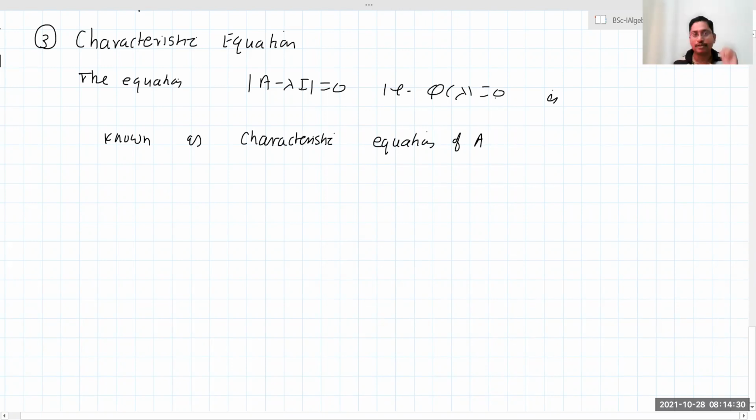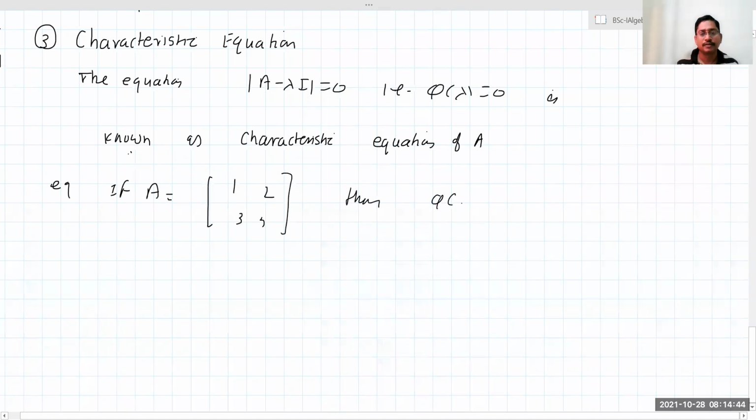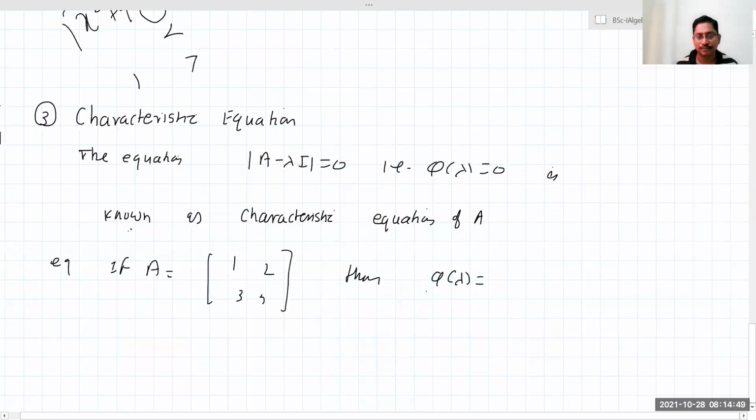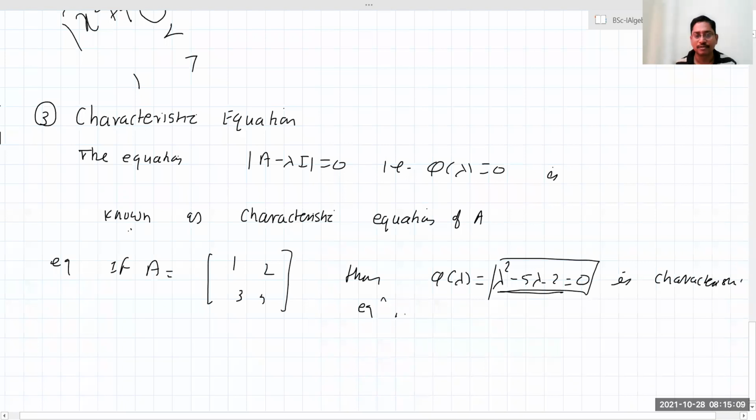And the polynomial equal to zero is the equation. What was the matrix above? For example, if I have written it as 1, 2, 3, 4, then if we calculate phi lambda, we get lambda square minus 5 lambda minus 2. Phi lambda is just its name. Phi lambda equal to zero is called the characteristic equation, the characteristic equation of matrix A.